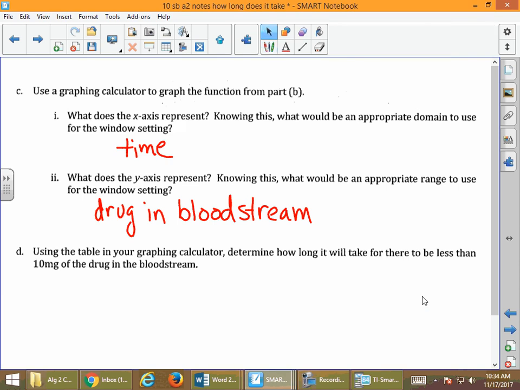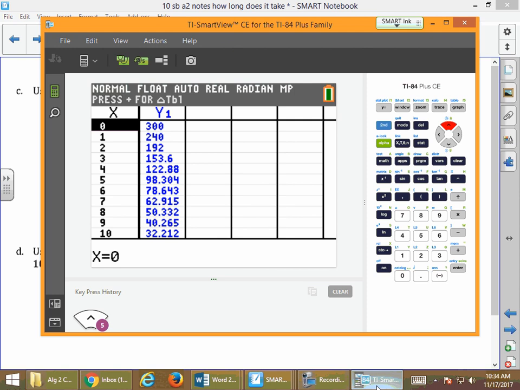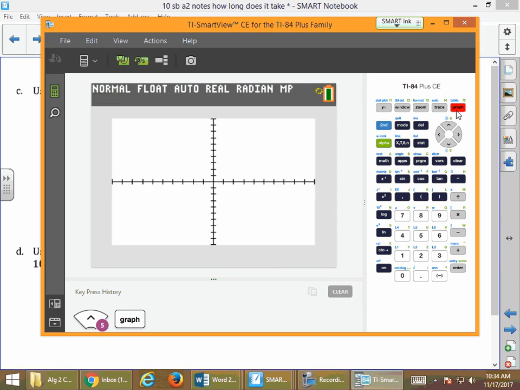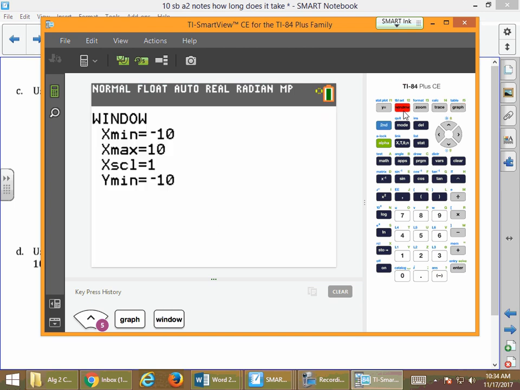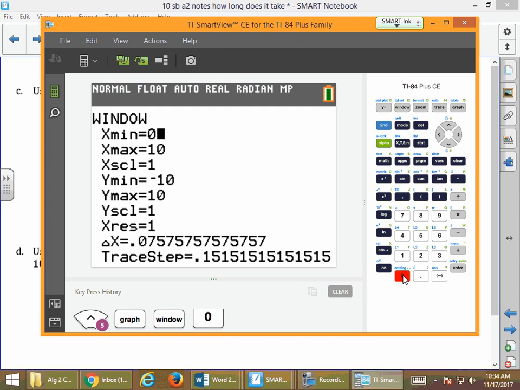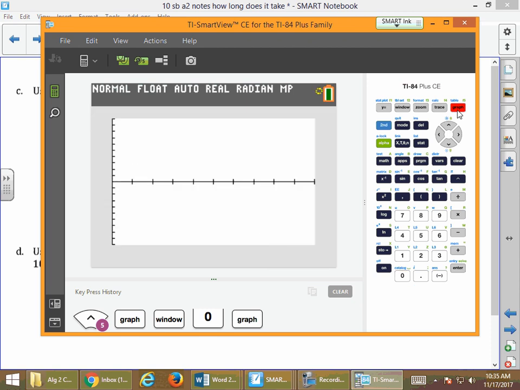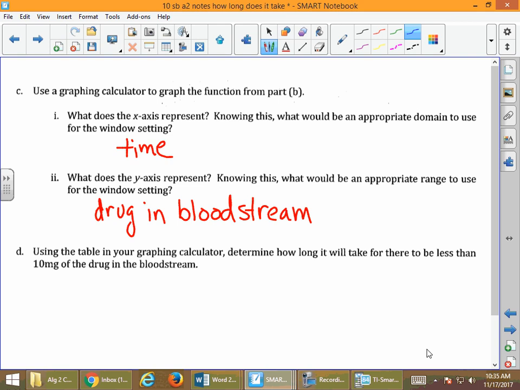And now, if you type it in and you went back to the original function, notice that nothing's going to show up. So we need to go back and change a couple things on our window. For instance, time is never going to be negative. In fact, I left everything else on the x's the same. I did 0, 10, and 1. That's going to give us enough. I don't think it's going to show anything here, and it's not. But we have 0, and 10, and 1.